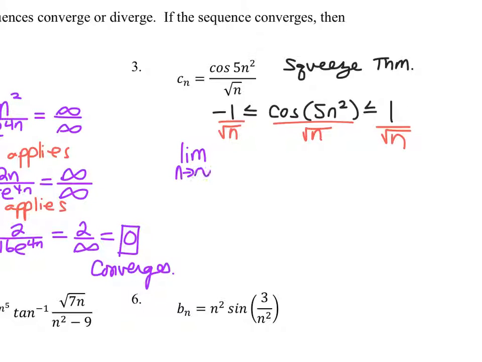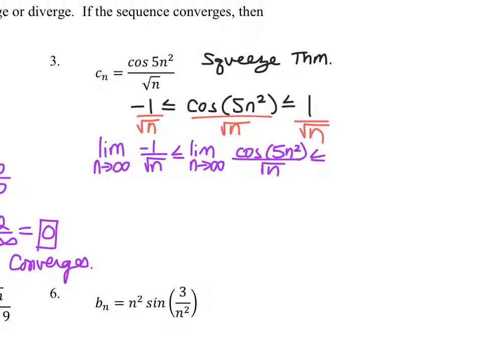Limit as n approaches infinity of -1 over root n is less than or equal to the limit as n approaches infinity of cosine 5n squared over root n, is less than or equal to the limit as n approaches infinity of 1 over root n.